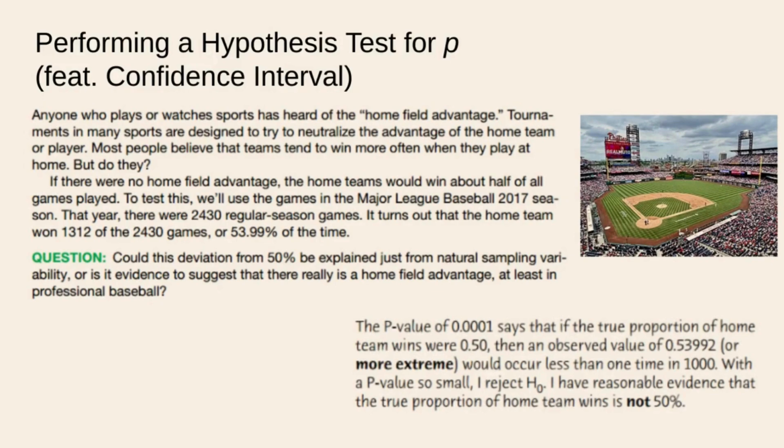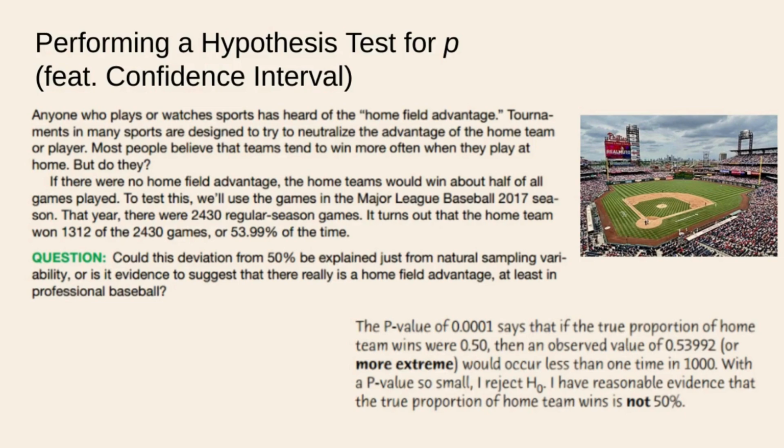A p-value of about 0.0001, if you were to round to the nearest 10,000th, says that if the true proportion of home team wins were in fact 50%, an observed value of a little shy of 54% or more extreme would occur less than 1 time in 1,000. So a proportion as extreme as ours or more extreme would occur less than 1 time in 1,000.